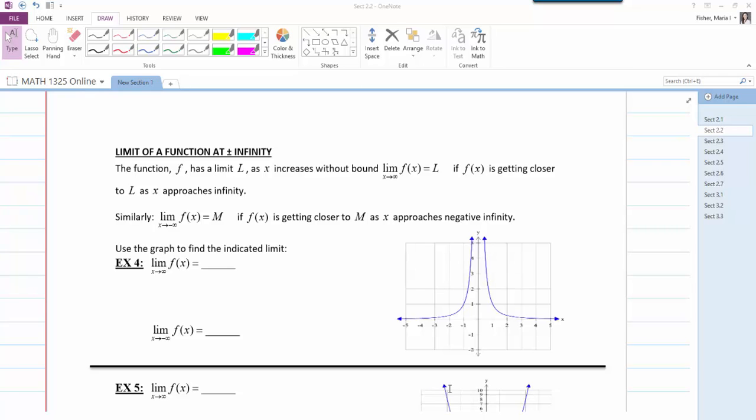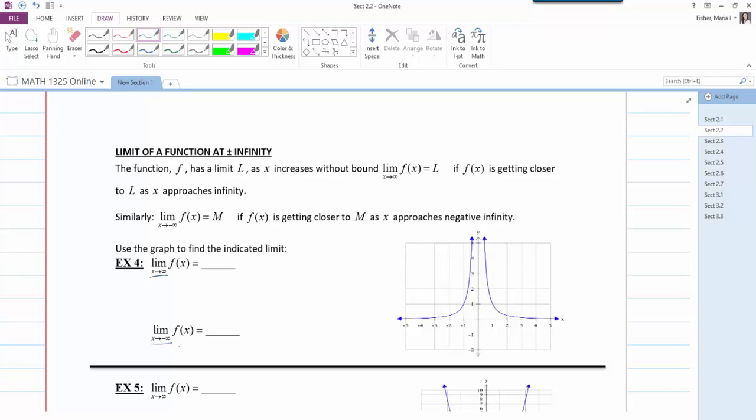Now let's look at limits of a function at positive or negative infinity. Limits at infinity mean that we're looking at what's happening to the graph as x goes to positive infinity or as x goes to negative infinity. So we say the following: a function f has a limit L as x increases without bound, which means x is going to positive infinity, if the limit as x approaches infinity of f of x is equal to L, or you can say if the function is getting closer and closer to some number L as x approaches infinity.